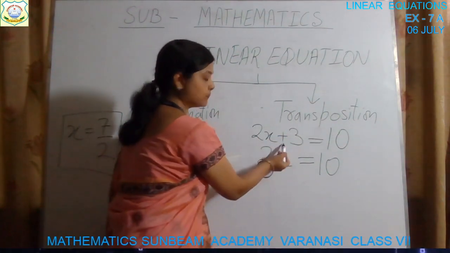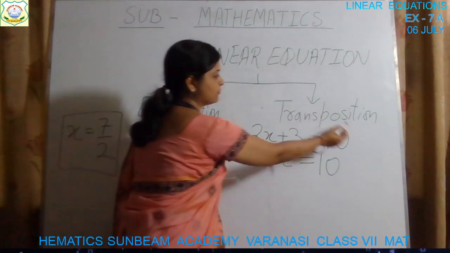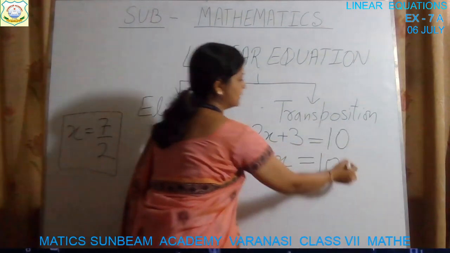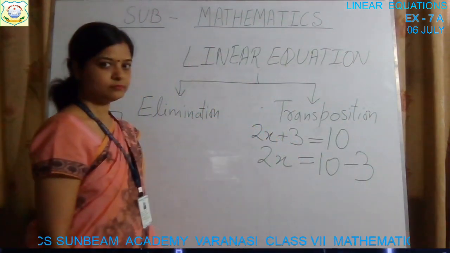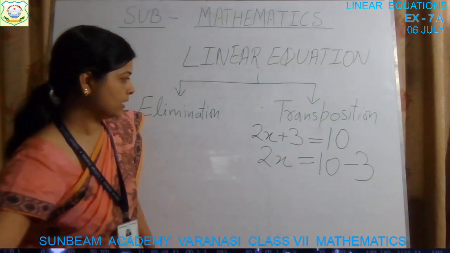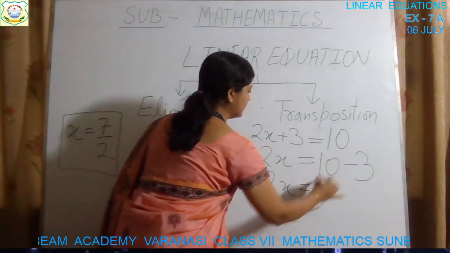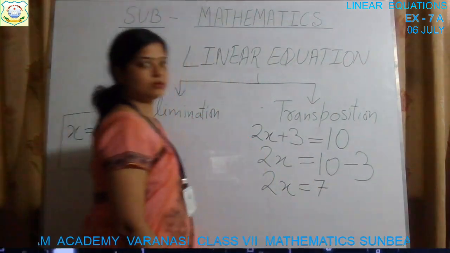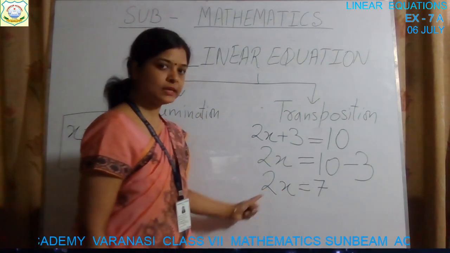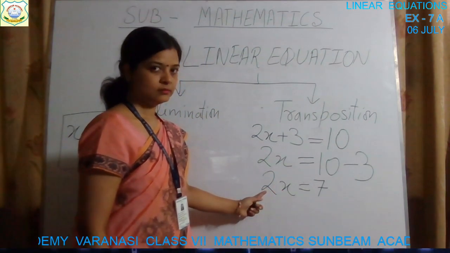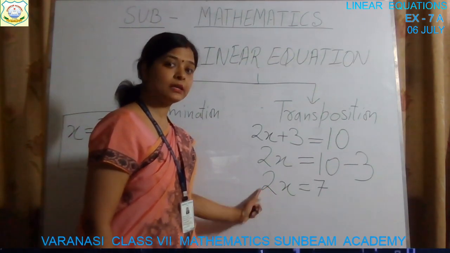Isn't it? So 2x will remain here. It's a variable term which contains a variable. And 3 will shift to RHS, the right hand side. But its sign is plus. See children, its sign is positive. When it is shifted to the other side, plus will become minus, and the value is 10 minus 3. Okay. Now what will be the answer? 2x is equal to 10 minus 3, which is, children, 7. Now still you can see this 2 is there with x and we have to find the value of x. 2 is in multiplication, children.